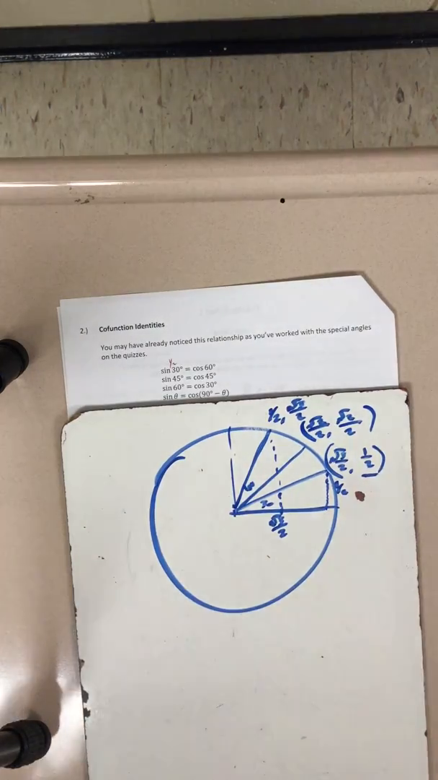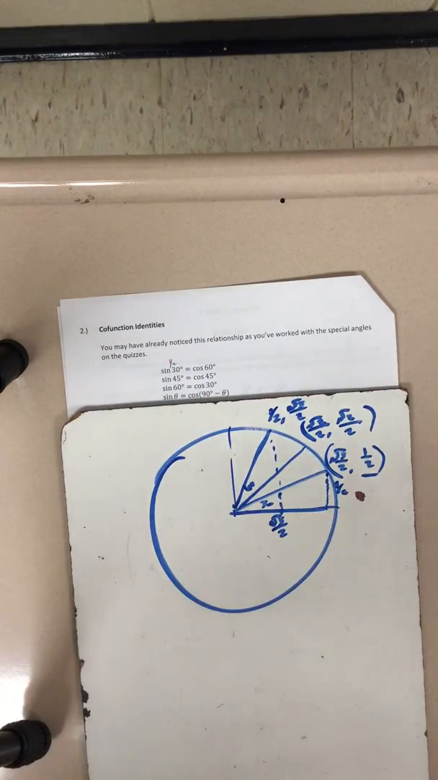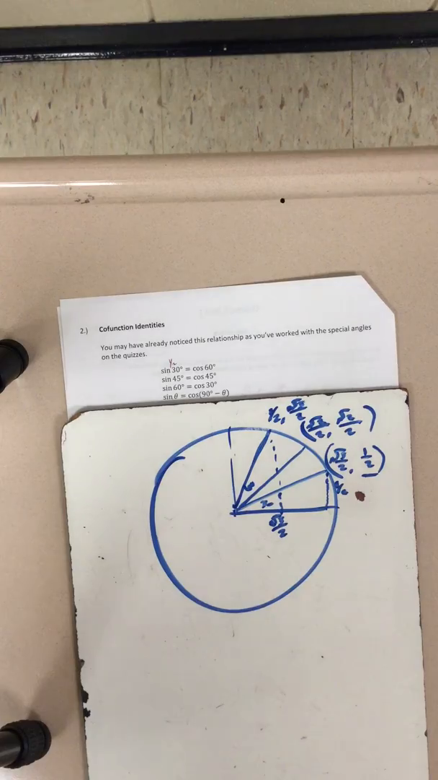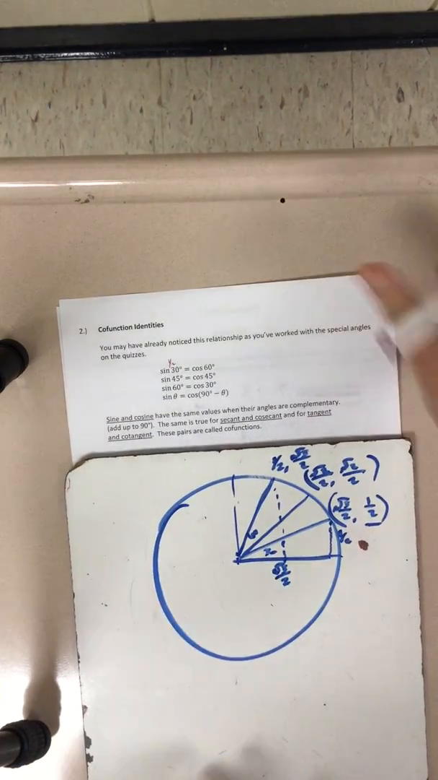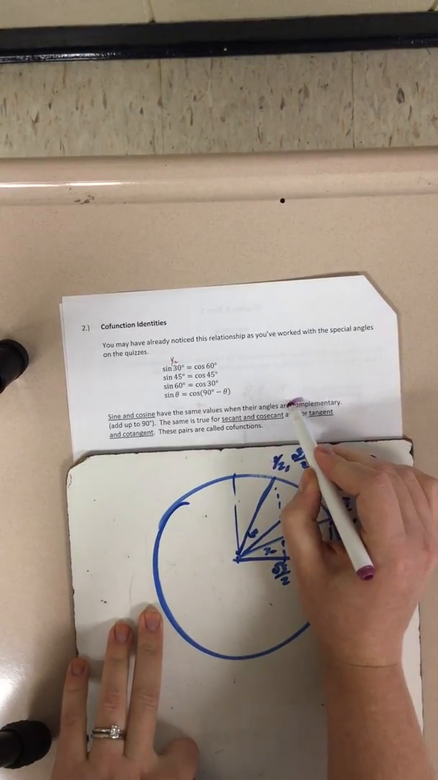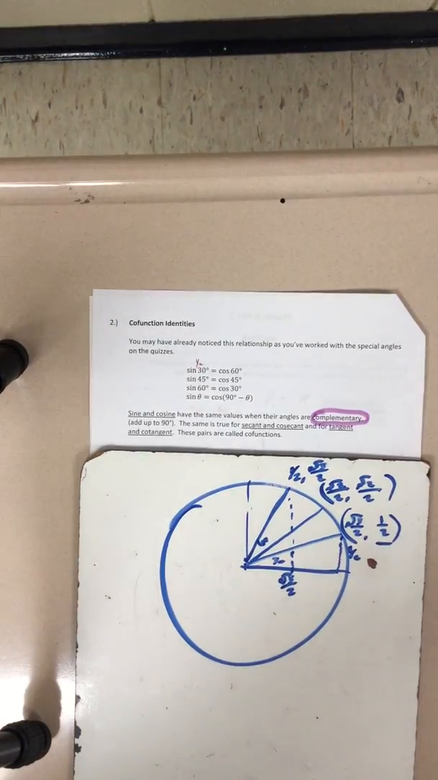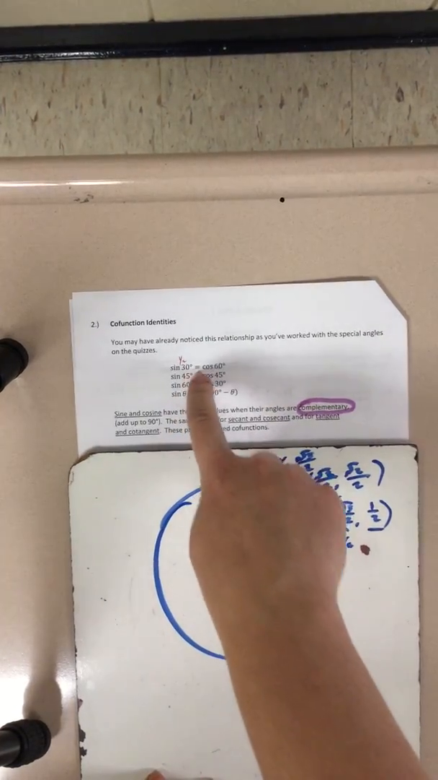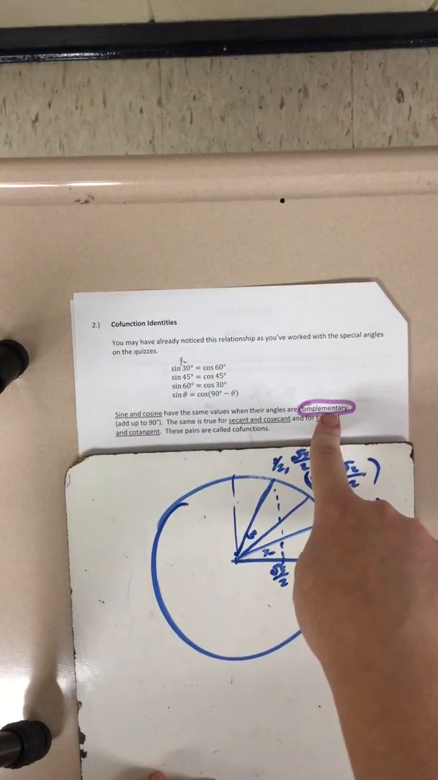One thing that you may or may not have already realized is, in this switching, what is the relationship between sine of 30 and cosine of 60? What type of angles are those to one another? Hope you're not cheating looking ahead on your paper, because it talks about it on here. The sine and cosine have the same value when their angles are complementary. So notice sine of 30, cosine of 60. 30 plus 60 is 90. That makes those two angles complementary.